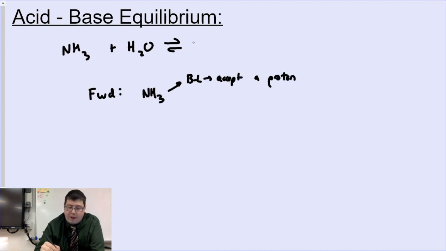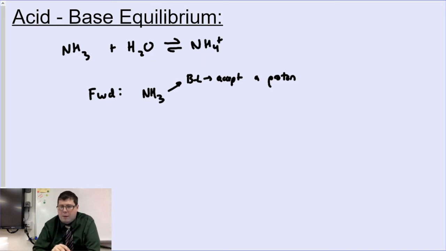And so what it's going to form when it accepts a proton from that water is NH4+. Now, the other thing I'm going to form, because my water lost a proton, is OH minus. So the NH3 from a Bronsted-Lowry perspective accepts a proton, and therefore it's a base. But we can also look at the ammonia from an Arrhenius perspective as well.